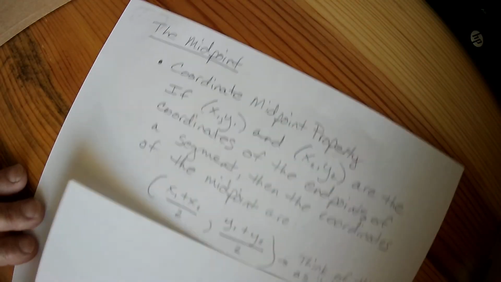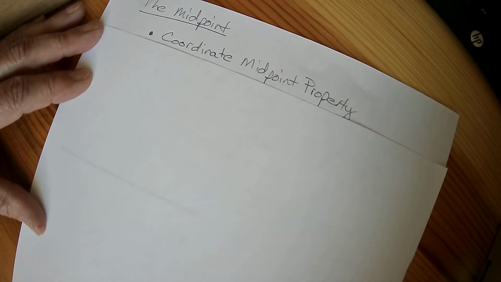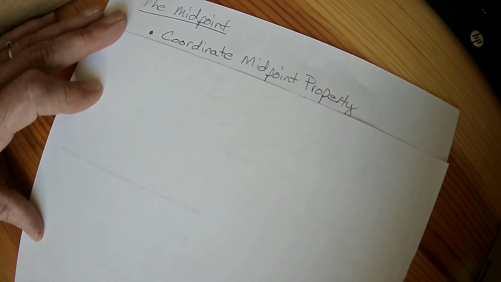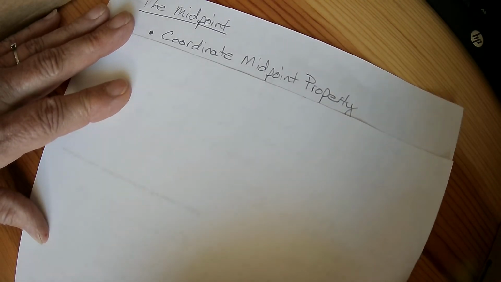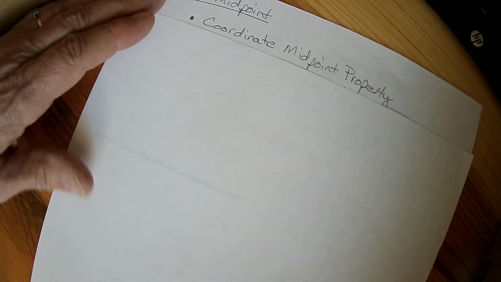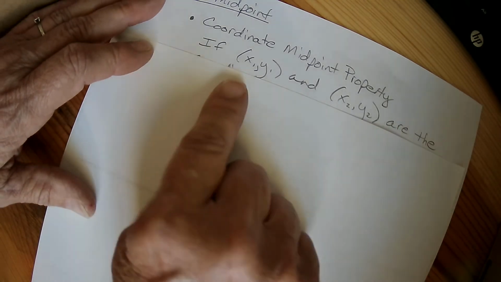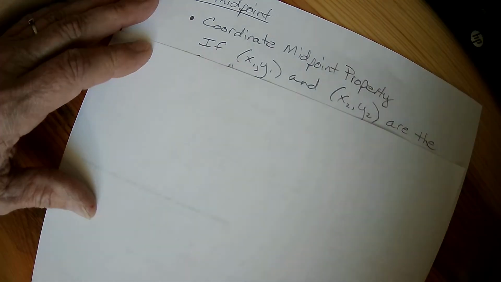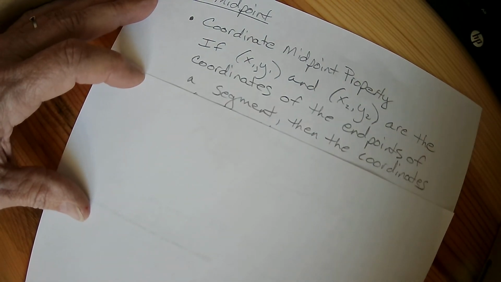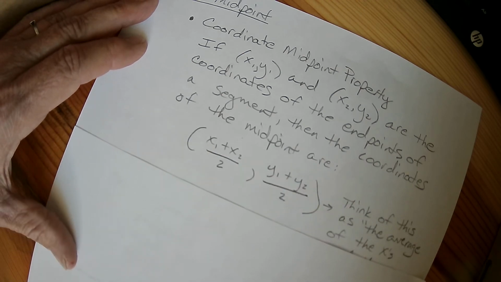That was it for 1.1, but I'm going to go ahead and talk about the midpoint because there is a page in your worksheets where you're doing work with finding the midpoint on the coordinate plane. So you're going to want to write down this formula. If x1, y1 and x2, y2 are the coordinates of the endpoints of a segment, then the coordinates of the midpoint are as follows.